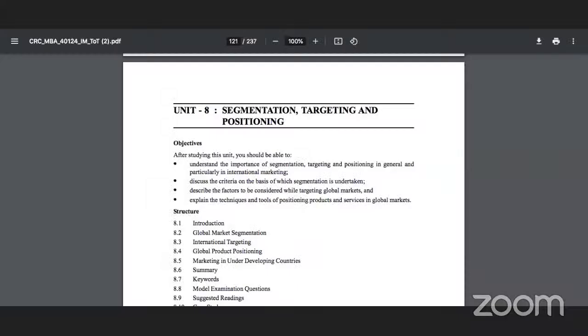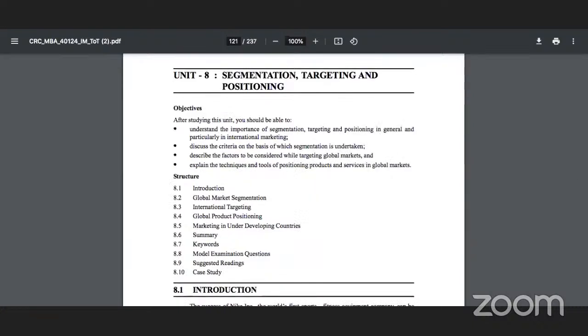Unit 8 of International Marketing, that is on segmentation, targeting, and positioning. I hope all of you are able to hear me. So, before we start the session, let us first look at the objectives.